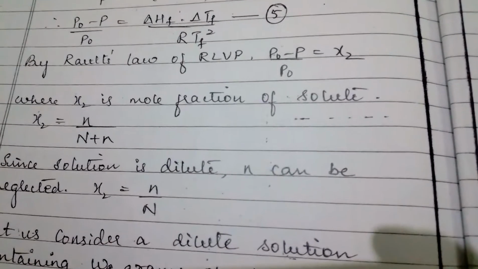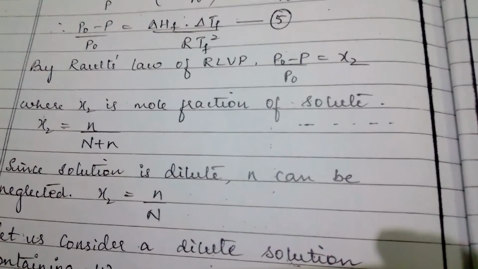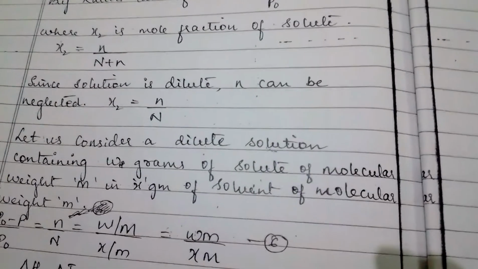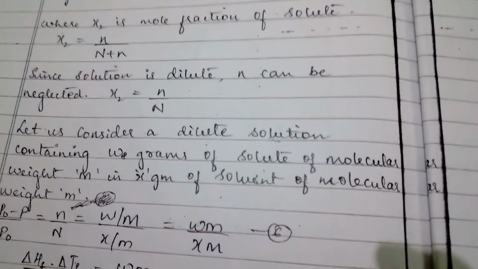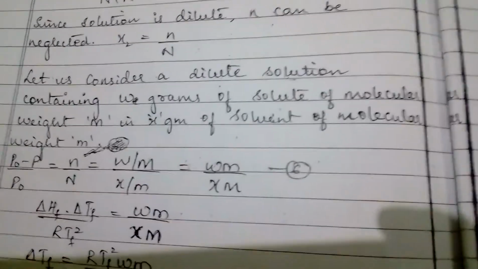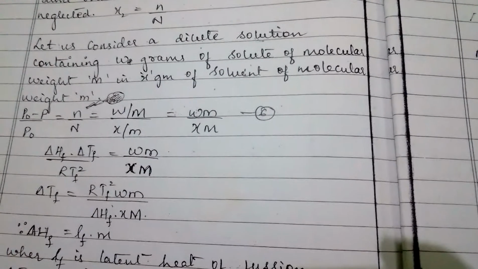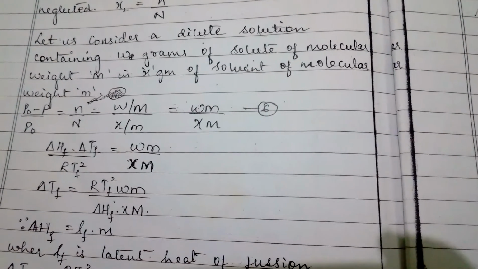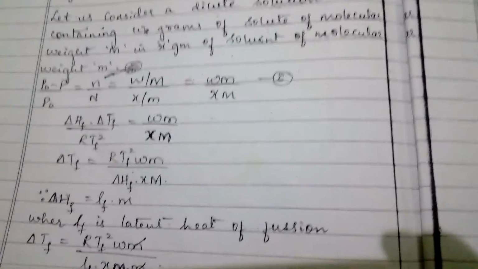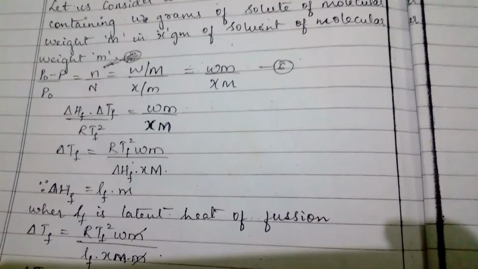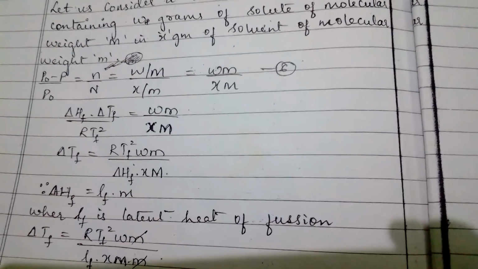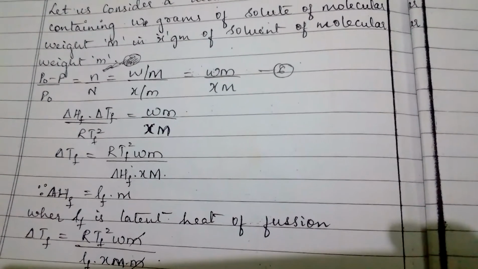By Raoult's law of relative lowering of vapor pressure, (P0 − P)/P0 = x2, where x2 is the mole fraction of solute. x2 = n/(N + n). Since the solution is dilute, small n can be neglected, so x2 = n/N. Let us consider a dilute solution containing W grams of solute of molecular weight M in X grams of solvent of molecular weight m. Then (P0 − P)/P0 = n/N = (W/M)/(X/m) = Wm/(X M). Call it equation 6.